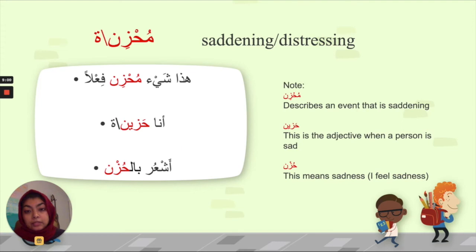Now all of these different variations of the word just change the meaning and the function of that word. So muhzin is an adjective. And of course you can add that marbuta if you're talking about something feminine. It's an adjective that describes an event that's sad, something that has happened that's saddening. But if you yourself are sad, then the word that we use is the adjective hazin. So I would say ana hazin, ana hazina for feminine, right? So that's being sad.